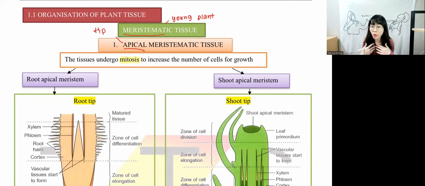For example, in humans, we also carry out mitosis. How does mitosis happen in humans? Let's say when I cut my hand, my cells will die. So when I want to produce new cells, I will carry out mitosis. So remember, mitosis is to produce many, many cells, and all of these cells are genetically identical, exactly the same. So 1 to 2, 2 to 4, 4 to 8. For apical meristem, we have root apical and shoot apical.